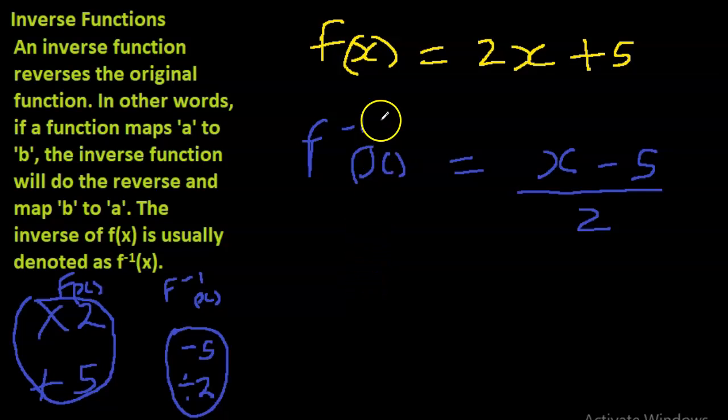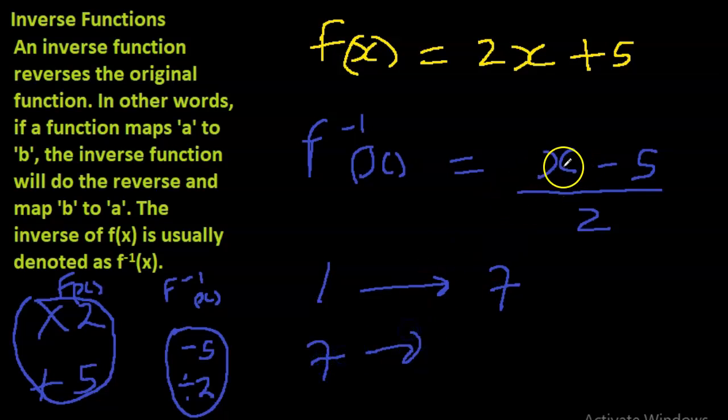So this means that the original function, if you plug 1 into the original function, what you'll have is 2 times 1, which is 2, plus 5, 7. The inverse, do the exact opposite. In the inverse, if you plug 7, you'll have, for the x, 7 minus 5, which is 2. 2 divided by 2, which is 1.